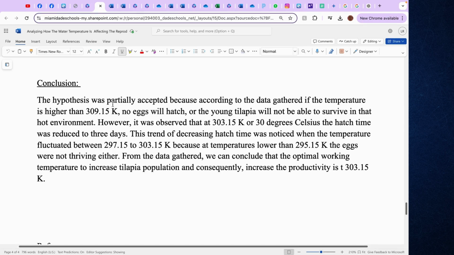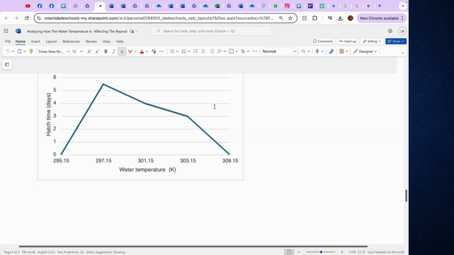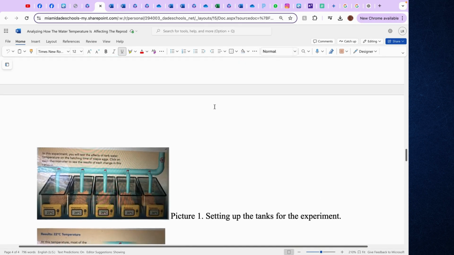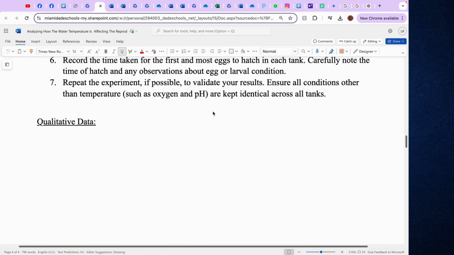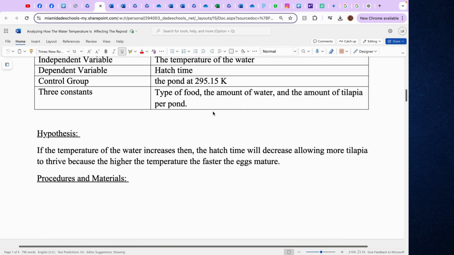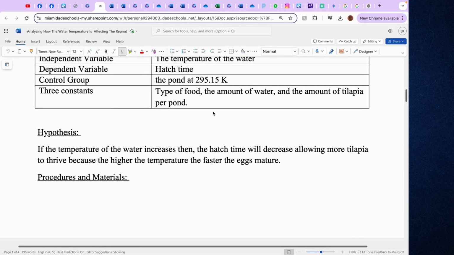Okay, so according to our experiment, or according to the information that we gathered through the research of information, we were able to write this hypothesis. If the temperature of the water increases, then the hatch time will decrease, allowing more tilapia to thrive because the higher the temperature, the faster the eggs mature.